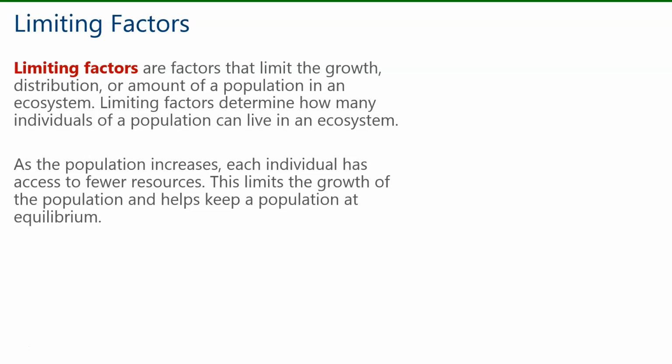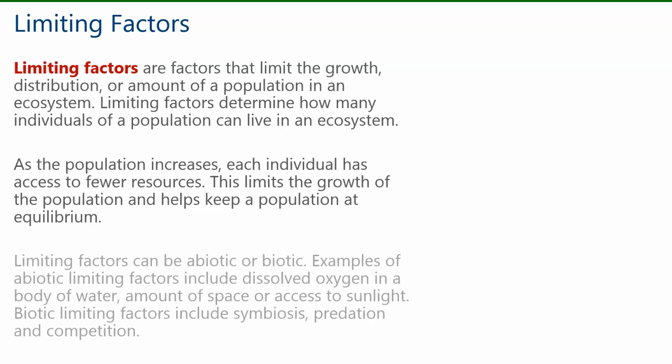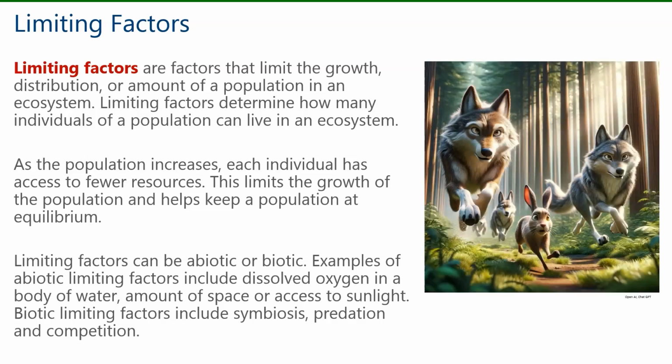Recall that equilibrium is where the amount of new births is approximately equal to the amount of deaths in a population. Limiting factors can be abiotic or biotic. Examples of abiotic limiting factors include dissolved oxygen in a body of water, or something like amount of space or access to sunlight. Biotic limiting factors include things like symbiosis, predation, and competition.